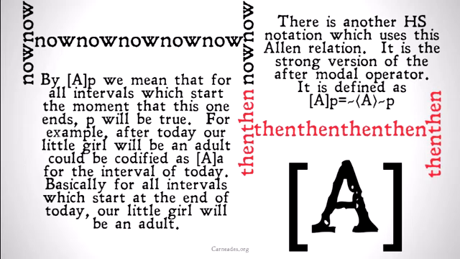Or in other words, by AP in square brackets, we mean that for all intervals which start the moment that this one ends, P will be true. Or, it's not the case that there exists some interval which starts the moment that this one ends, wherein P is false. For example, after today, our little girl will be an adult, could be codified as AA for the interval of today. Basically, for all intervals which start at the end of today, our little girl will be an adult.